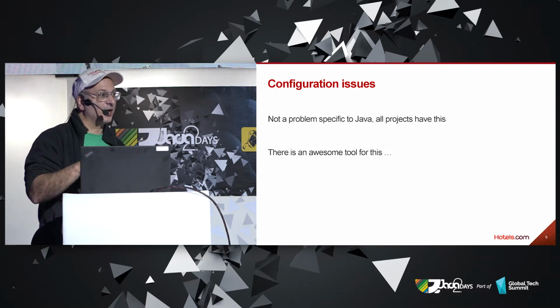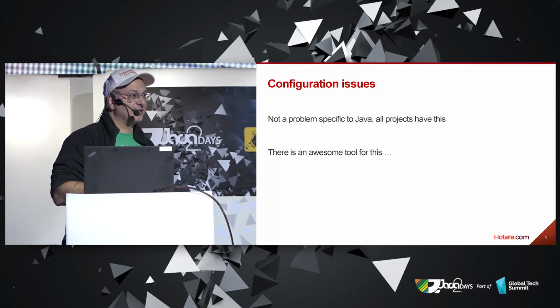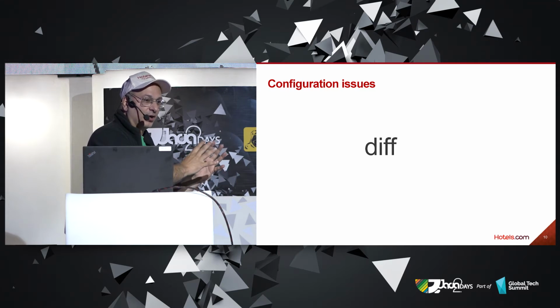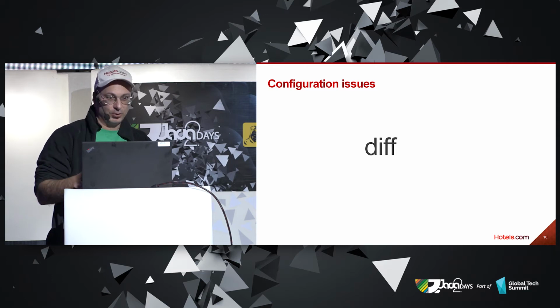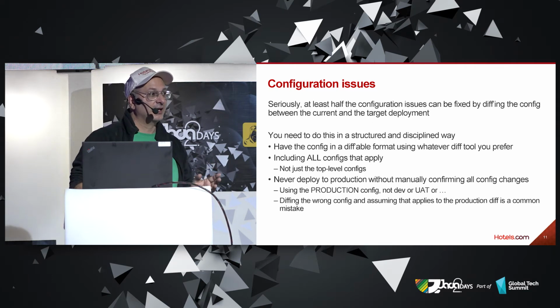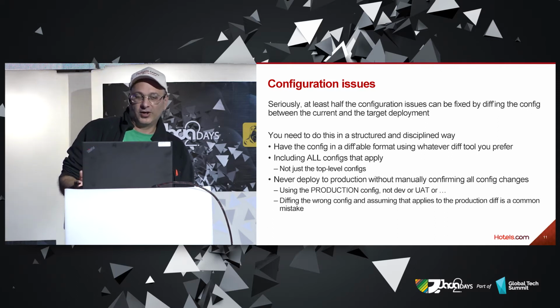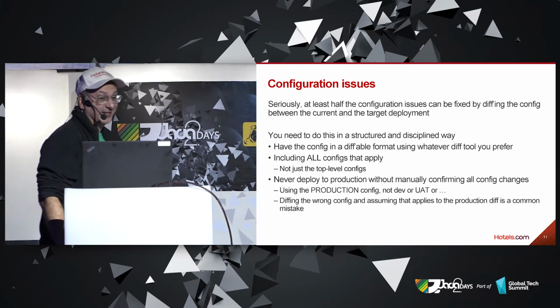So this isn't specific to Java, it's every type of deployment, and it's a discipline issue. You need to have the discipline to have all of your config in a format where you can see all the config of the current system, all the config of the expected deployed system, and be able to diff the two in an easy way, using whatever diff tool you prefer. They all work. So you need to gain the discipline to do that, and you'll eliminate 10% of your production problems straight away just doing that. That's config, nice and straightforward.